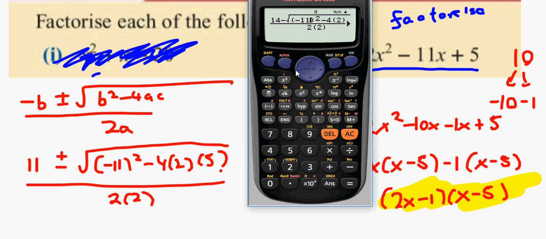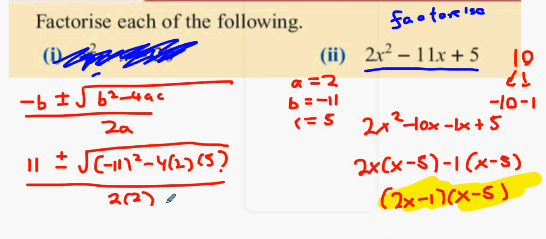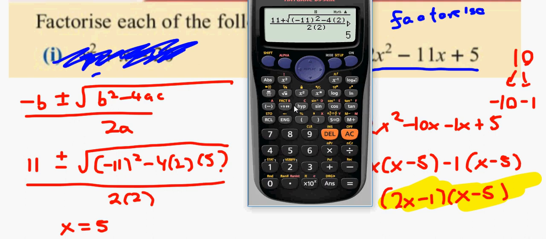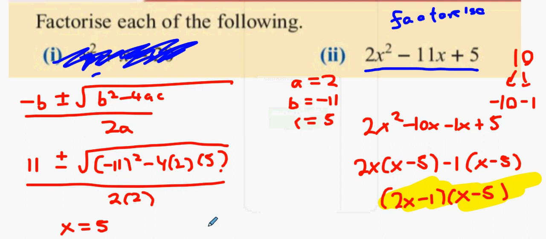And it's the plus answer first, isn't it? We tend to do the plus answer first. What do you get? 5, okay? So the first answer is 5. Second answer? Change it to minus, as Christian said. So what do you get there? A half, okay?